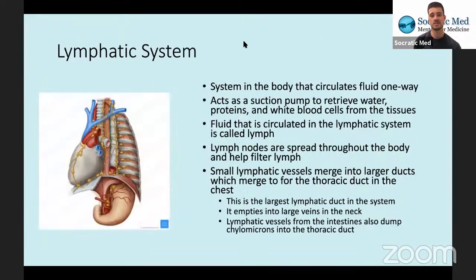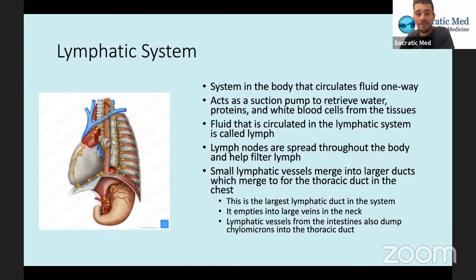So the lymphatic system, again, really quickly, is just the system in the body that circulates fluid. It is a one-way system, just like your circulatory system. And it acts as a suction pump to retrieve water and proteins and white blood cells from tissues. So like we were talking about before, when histamine is released, it causes those capillaries to leak. So we see white blood cells and proteins leak out into the cells, and then the water is going to follow them. The lymphatic system drains the cells and it dumps the fluid back into the circulatory system, and then acts as a suction pump.